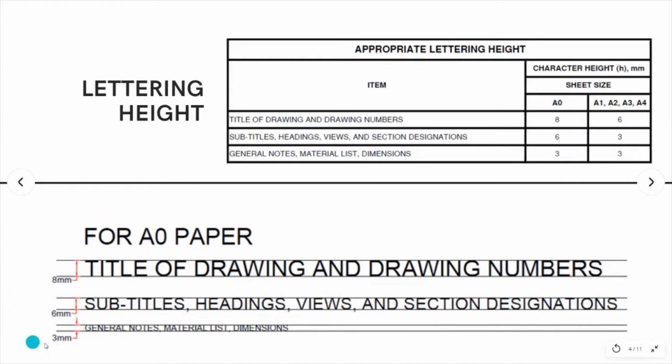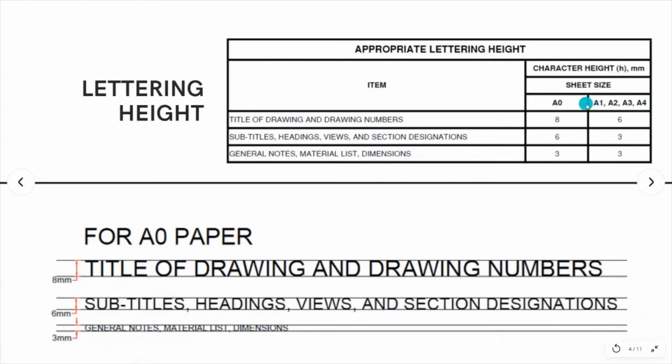So para makita nato how it varies sa atong drawing, ang 8 mm size kay dako gyud siya. Sa atong 6 mm nga size, ug 3 mm, medyo makita na ang difference niya, how it varies. So this is for an A0 paper. Pero kung A1 to A4, when A4 ang atong gamiton sa atong exercises, ito lang atong sizes nga atong gamiton.